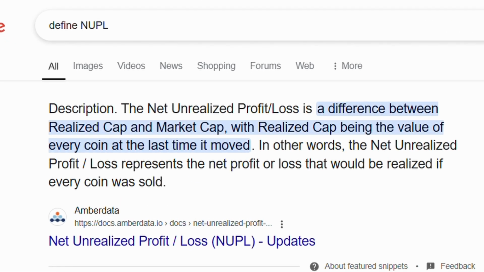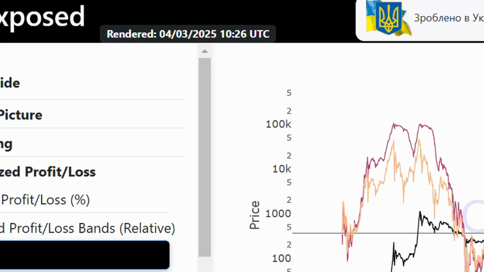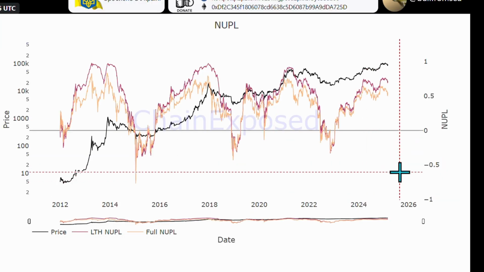Net unrealized profit loss is the difference between realized cap and market cap, with realized cap being the value of every coin at the last time it moved. Of course. All right. Net unrealized profit and loss, he said very knowledgeably.